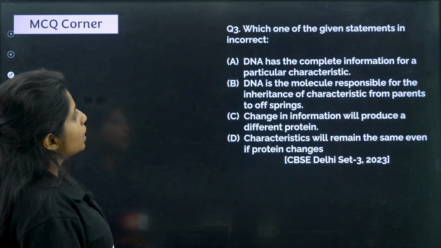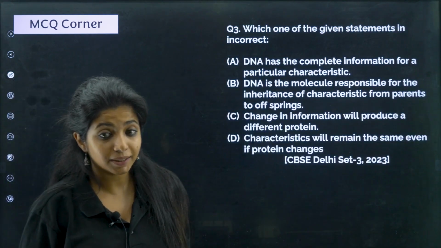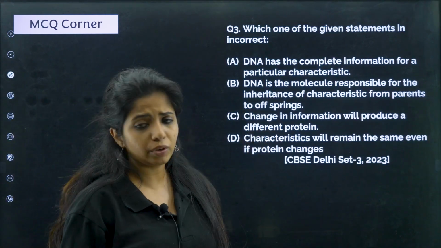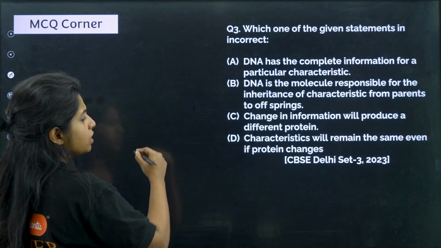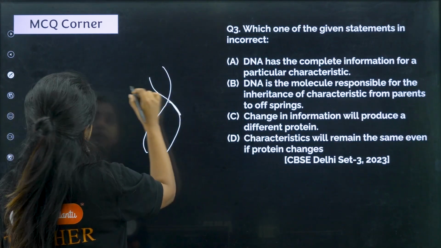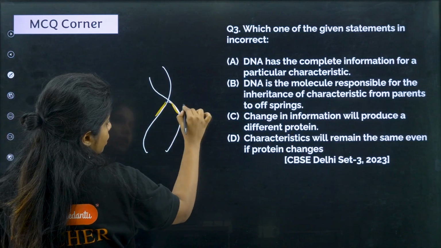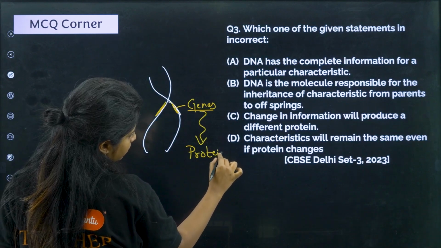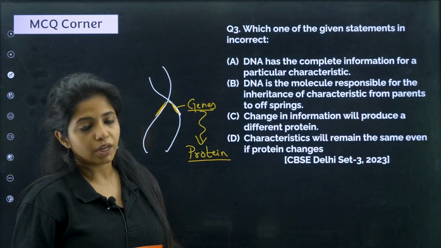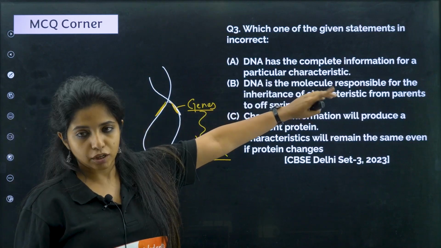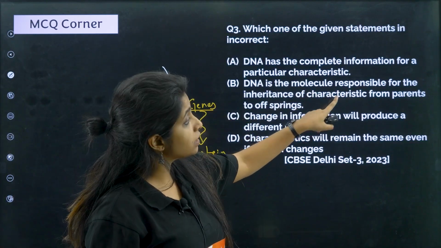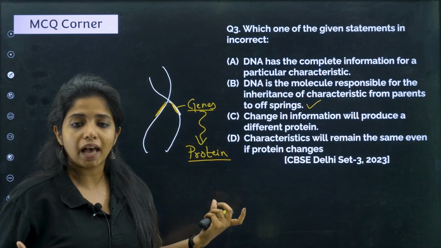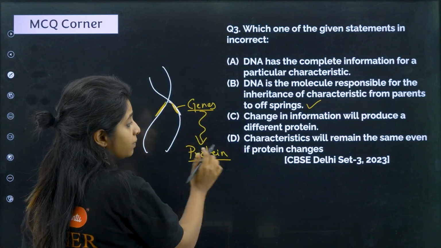Okay. Next, which one of the given statements is incorrect? Among them, which of them is incorrect? DNA has the complete information for a particular character. Yes, our DNA has all the information because it has certain segments which you call what, children? You call them genes. And these genes are responsible for coding what? Protein. So DNA has complete information for a particular character. It's true. DNA is the molecule responsible for inheritance of characters from the parents to the offsprings. It is also true. We inherit DNA from them to us, and that's how we inherit the characters. In them and in us, we have a common protein.